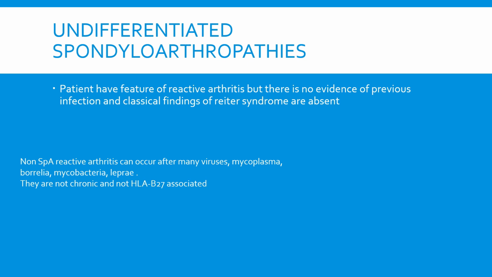In Reiter syndrome, uveitis is rare in the first attack but arises in 30% of patients with recurring or chronic arthritis. Now, non-spondyloarthropathy reactive arthritis can occur after many viruses, mycoplasma, Borrelia, mycobacterium, and leprosy. They are called non-spondyloarthropathy reactive arthritis because they are not HLA-B27 associated and are not chronic.